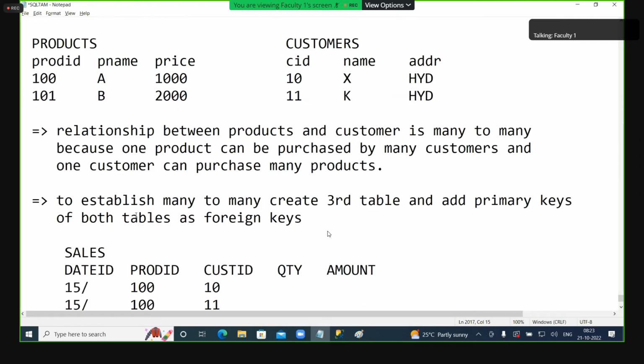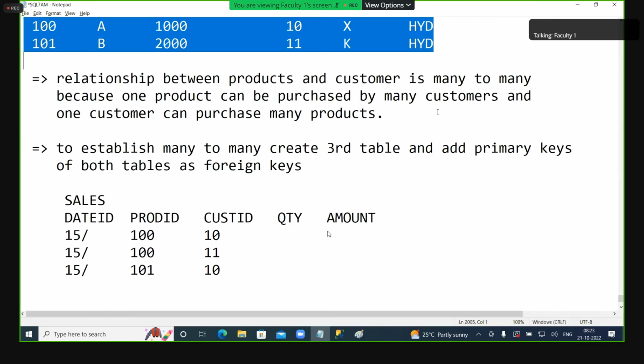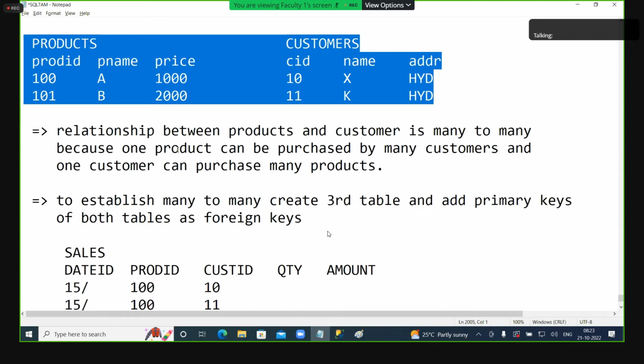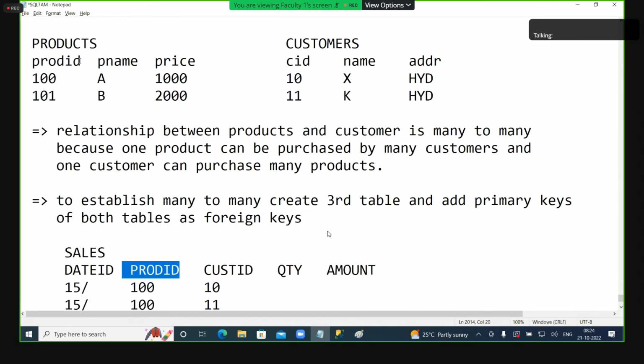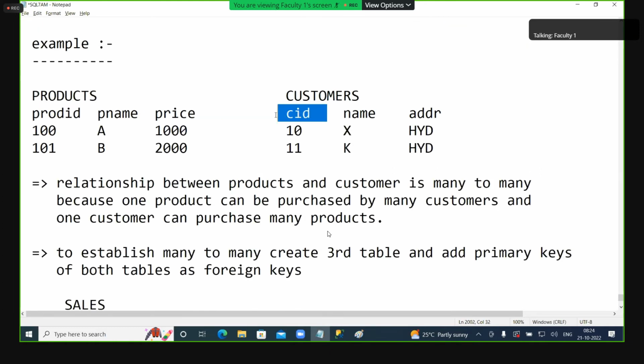If between two tables you want to establish a many to many relationship, then what do you do? Create a third table. In the third table, take the primary keys of both the tables: the primary key of the product table, the primary key of the customer table. So add those primary keys in the third table. In the sales table, product ID should be declared as a foreign key. That foreign key refers to the product table, product ID. And customer ID is a foreign key. This foreign key refers to the customer table, customer ID.